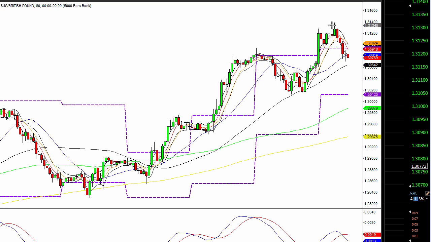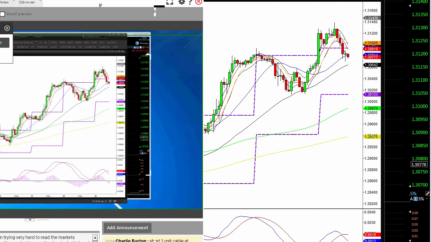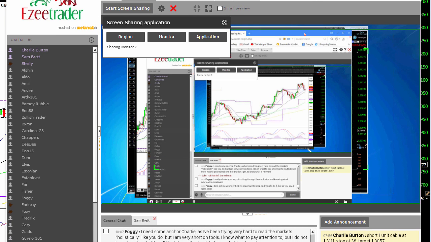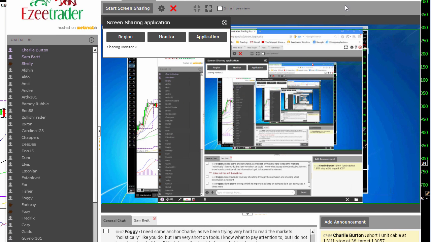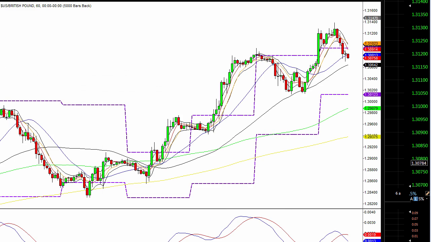Nothing to do with that. Not moved stops. Funnily enough, we've been having a long conversation. If I bring up the room, you can see all the traders there. We've all been having our chats there in the trading room.